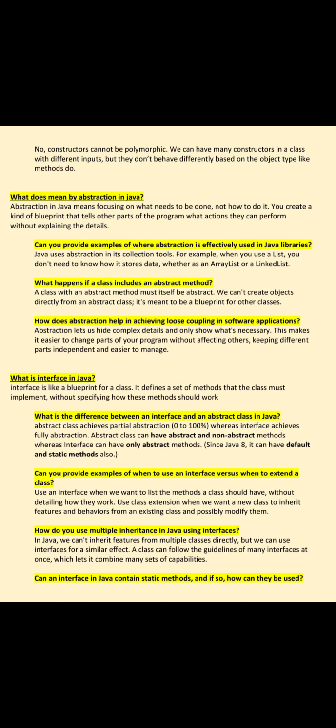How do you use multiple inheritance in Java using interfaces? In Java, we can't inherit features from multiple classes directly, but we can use interfaces for a similar effect. A class can follow the guidelines of many interfaces at once, which lets it combine many sets of capabilities.